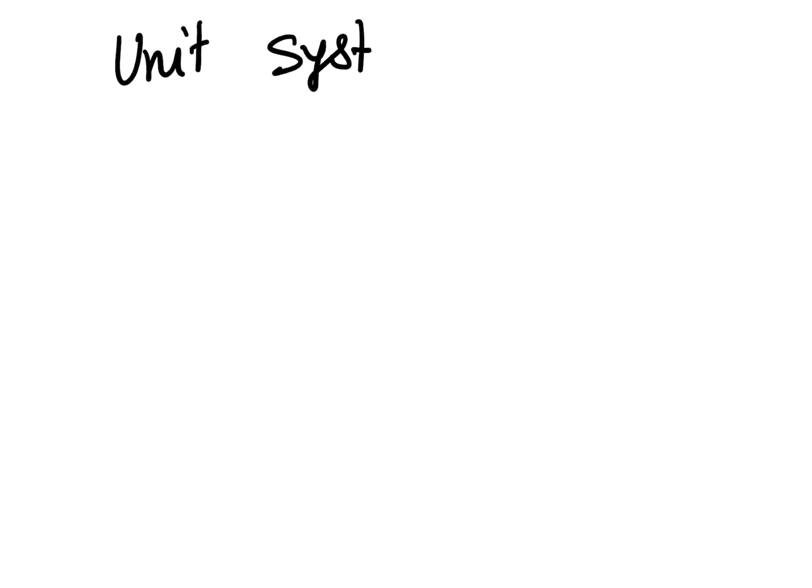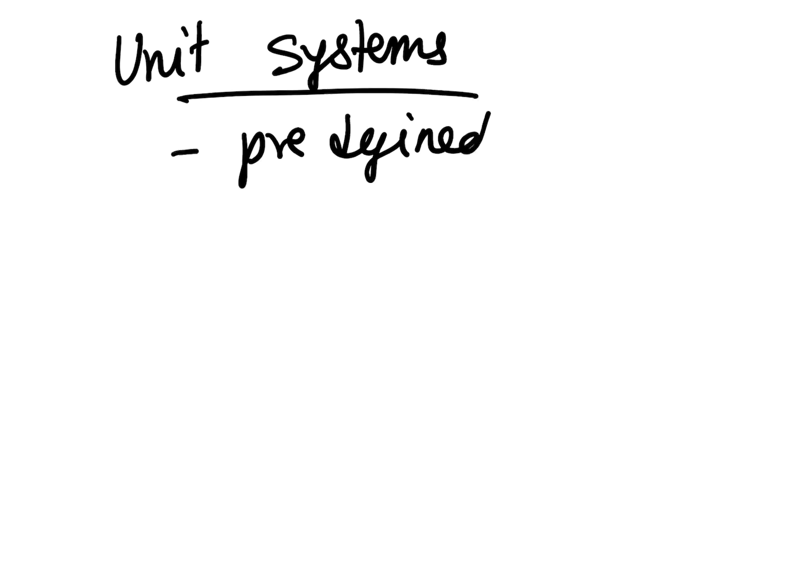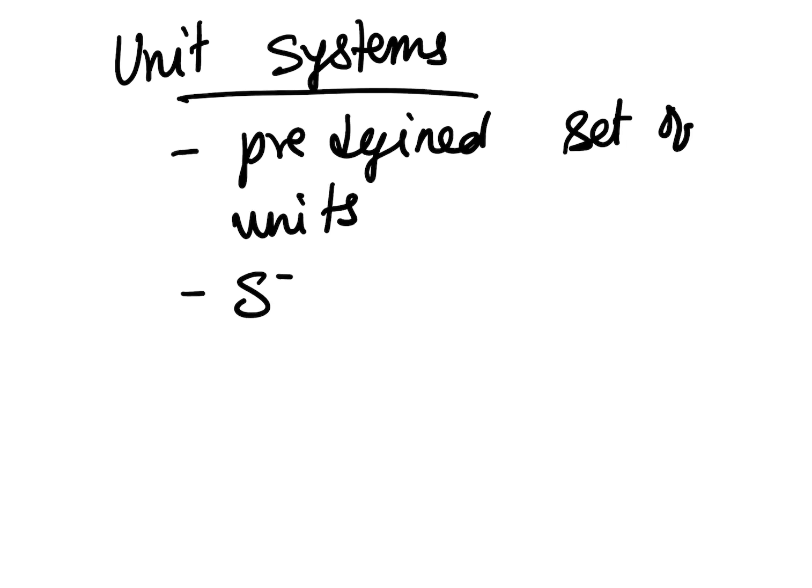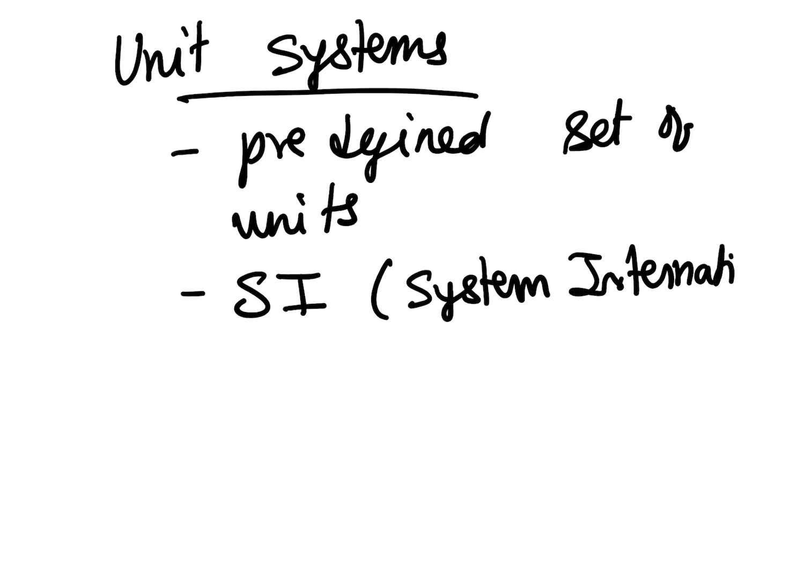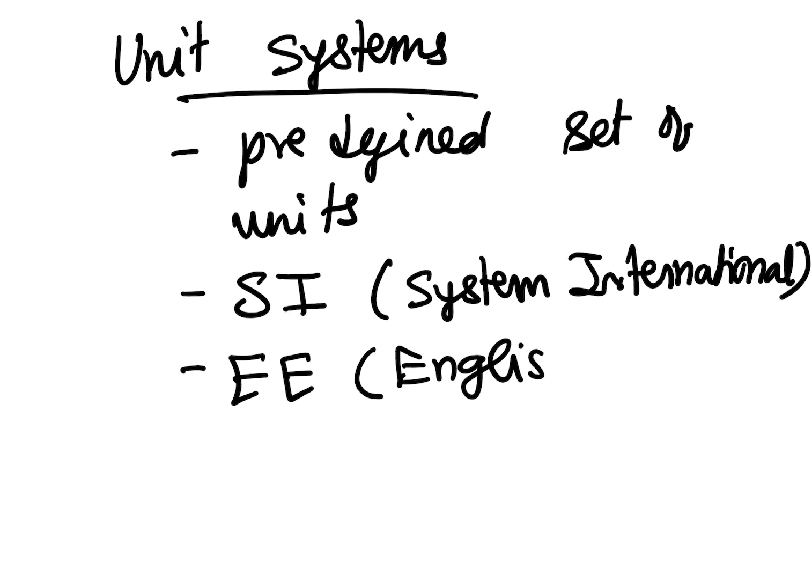Okay, unit systems, they are a predefined set of units. The most widely used in the world is SI, which stands for System International. And the other set of units that's commonly used in the US is that of English Engineering Units, EE. And in this course we'll use both.